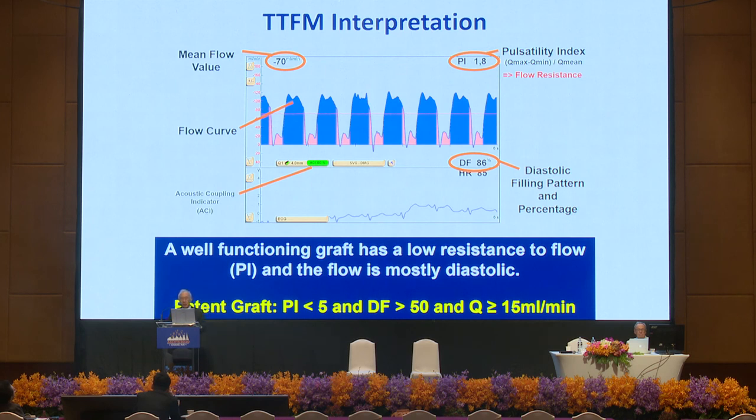Okay, so how do we interpret it? Mean flow, the pulsatility index, and the diastolic filling pattern. Flow is flow, but the pulsatility index is an indication of the resistance of the graft. If it is less than 5, it's okay. If it's more than 5, you might have some stenosis at the anastomosis. Basically, the diastolic filling is usually more than 50, but for the left coronary arteries usually 60 or 70, and sometimes for the right coronary artery around 50. So in combination of these three numbers, you can imagine whether something is wrong with your graft.